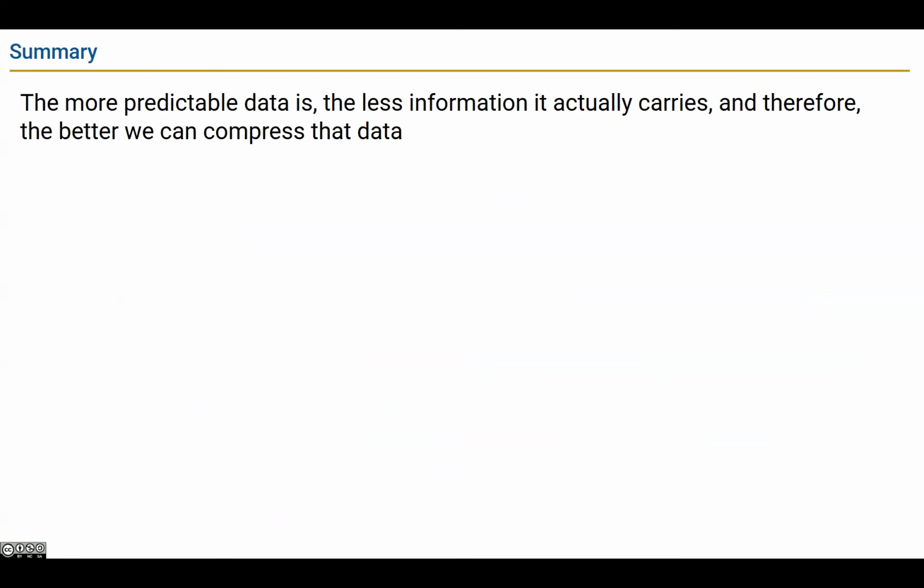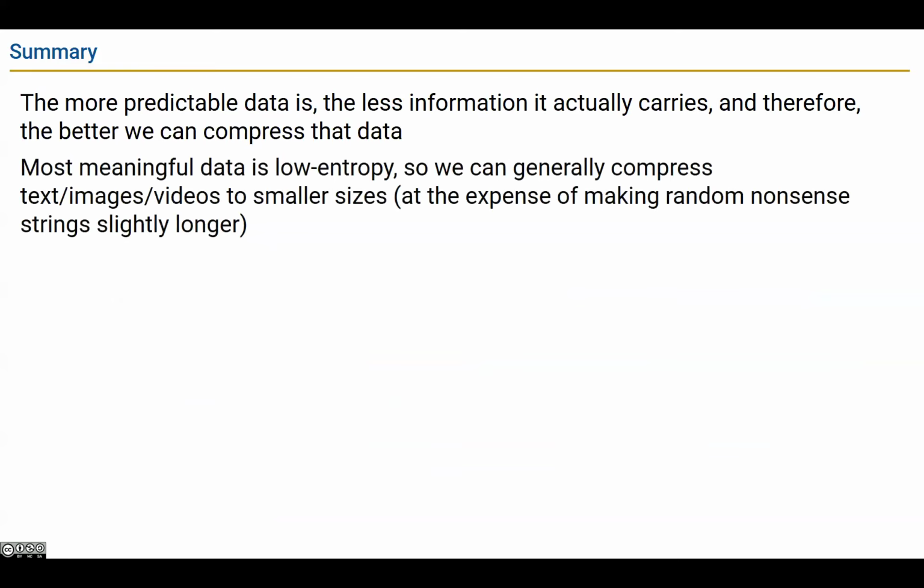Generally, the more predictable the data is, the less information it actually carries. And fortunately, pretty much anything that's meaningful is going to be low entropy. It's kind of ironic that the more meaning you assign to some data, the less information it actually carries. The most information you have is in a data file that's completely random and has no meaning. But that's what ends up happening.